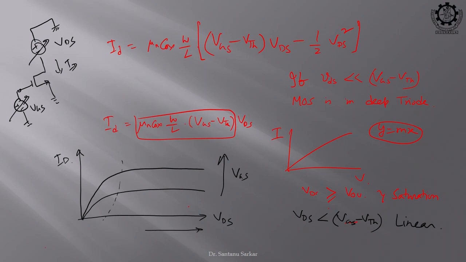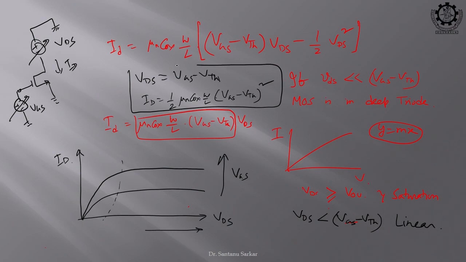Now, suppose let us consider that VDS is just equal to VGS minus VTH, then what happens? Half VDS square and this term, they cancel, and your ID becomes half mu n COX W by L, VGS minus VTH whole square, right. So this is the expression for which current? Saturation current. In this saturation current, can you see any term for VDS? No term for VDS, right.